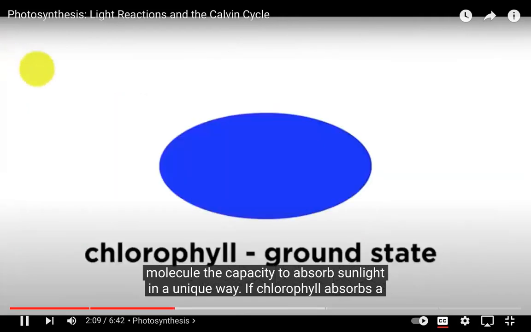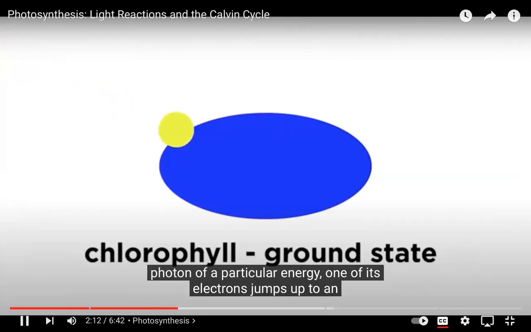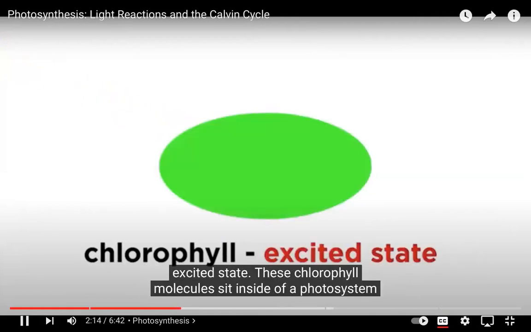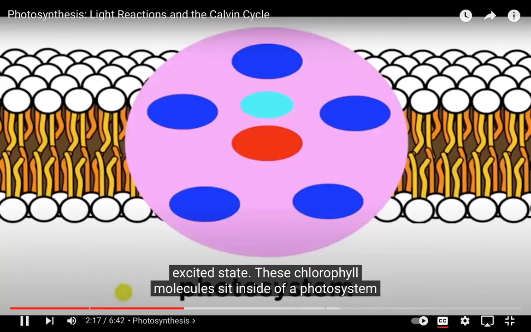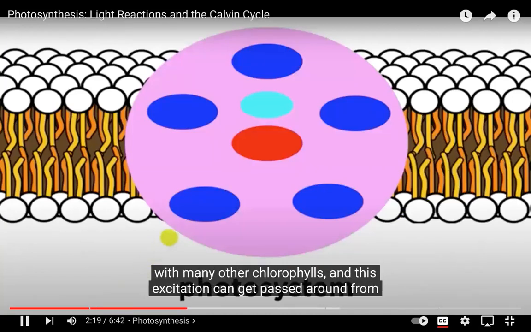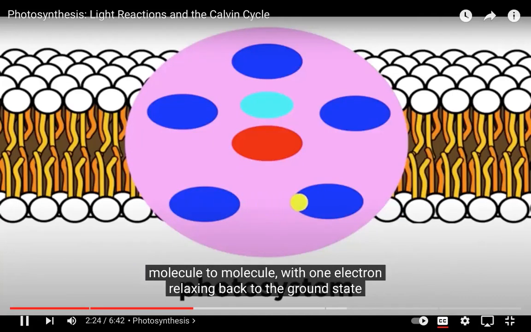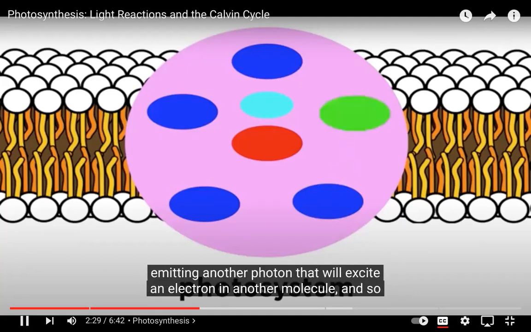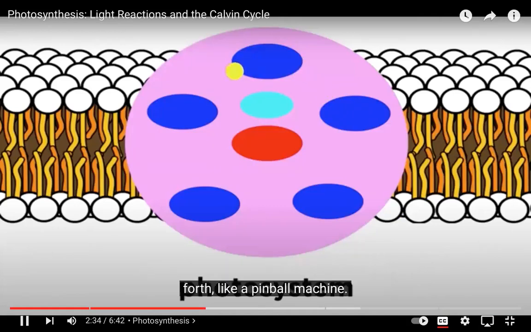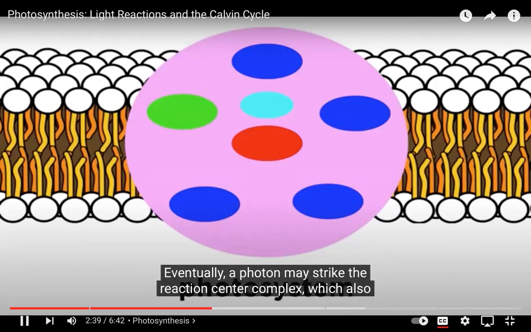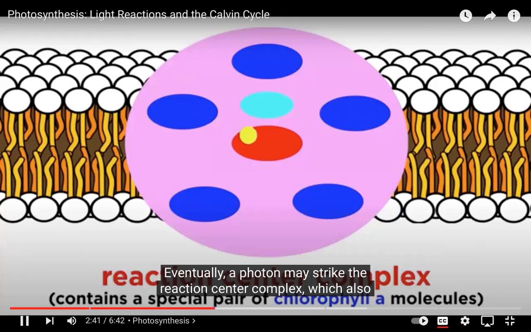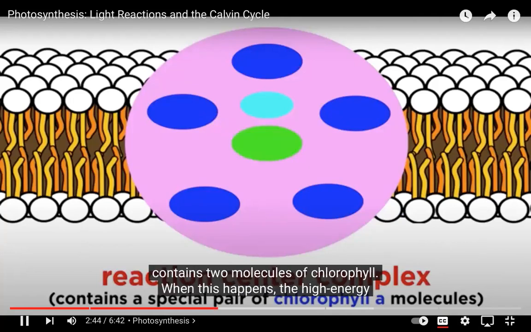If chlorophyll absorbs a photon of a particular energy, one of its electrons jumps up to an excited state. These chlorophyll molecules sit inside of a photosystem with many other chlorophylls, and this excitation can get passed around from molecule to molecule, with one electron relaxing back to the ground state, emitting another photon that will excite an electron in another molecule, and so forth, like a pinball machine. Eventually, a photon may strike the reaction center complex, which also contains two molecules of chlorophyll.